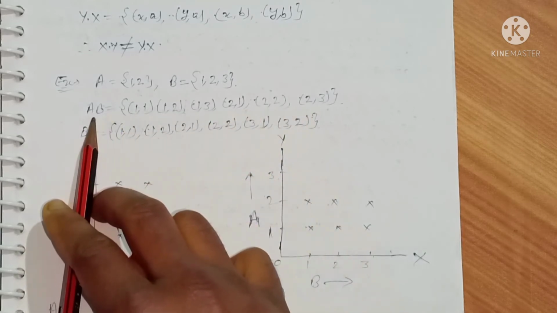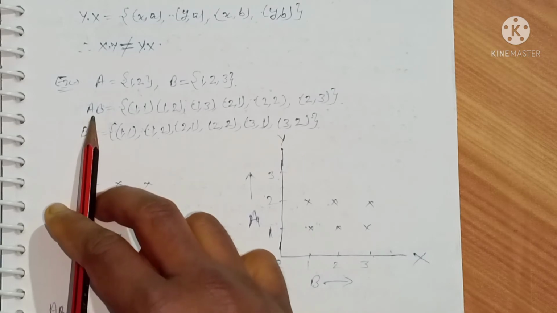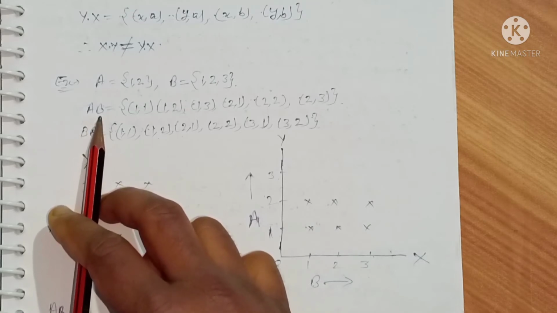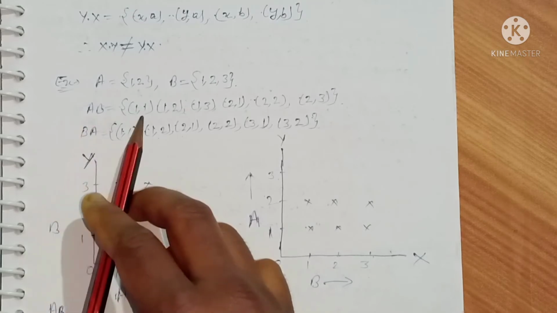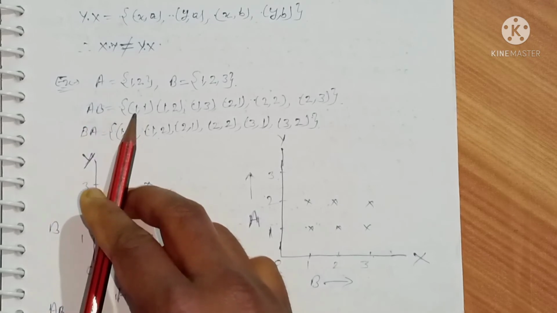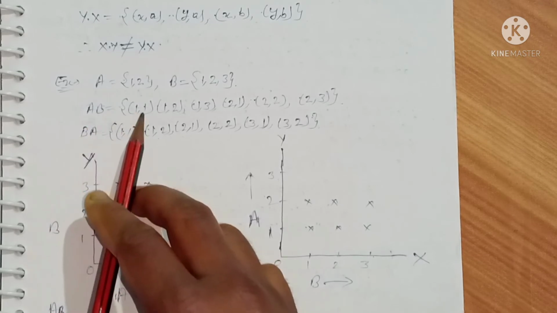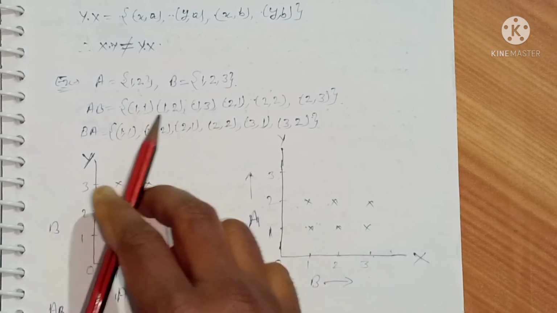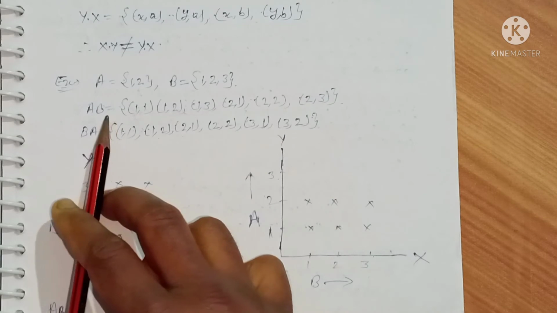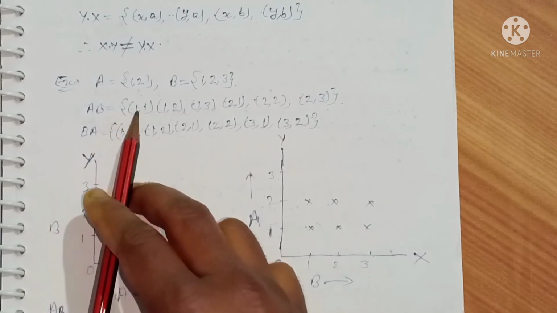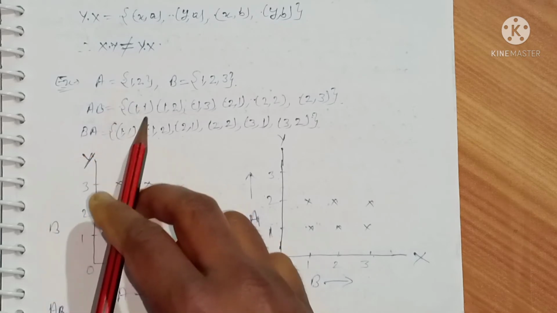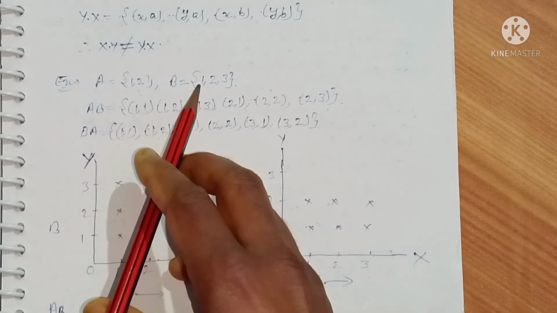So the Cartesian product, which I already explained, is nothing but the ordered pairs of the sets. Here we have two sets, A and B. The first element should belong to set A, and the second element should belong to set B. You can see in all of these pairs that the first element of the ordered pair belongs to set A, and the second element belongs to set B.